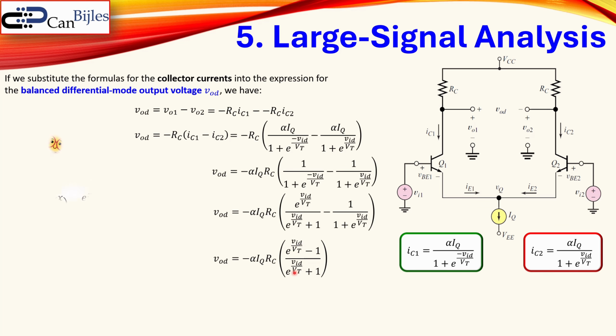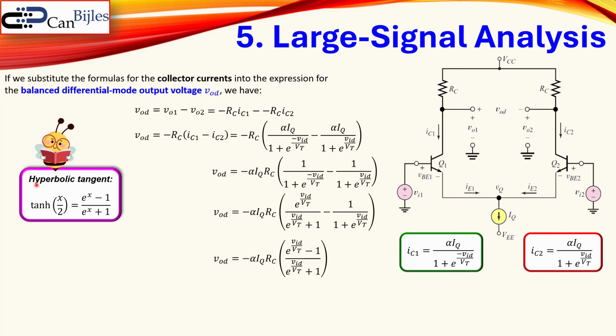We can now find, for example, the expressions for the conditions for the hyperbolic tangent, and we recognize the tangent hyperbolic function of x over 2 is equal to e to the power x minus 1 over e to the power x plus 1. So if I look at that and compare to this expression, I see here that x is equal to VID over VT. That should then be divided by 2 in order to put it in the tangent hyperbolic function. And then we will do that. So we will actually have the following.